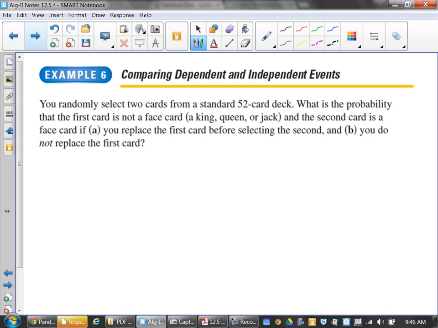If I want the probability of not a face card, how many face cards are there? 12. So how many are not? 40. So you're using the complement rule right there. See how fast you use the complement? So there's 40 out of 52 with my first, but then the next thing I want, without replacing it, is a face card. What would be different in the next one? You would do 12 over 51.